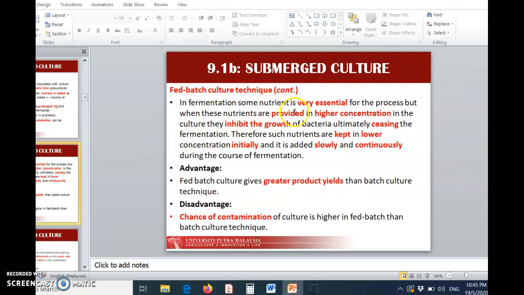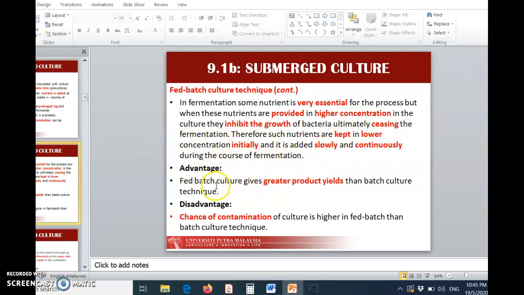In fermentation, some nutrients can be very essential for the process, but when the nutrients are provided in high concentration in the culture, they can inhibit the growth. Okay, for example, these bacteria require just 5 grams per liter of glucose. More than that, it can inhibit the production of metabolites. So what we do is we add 5 grams per liter of glucose over time, and when it decreases to 4 grams per liter, we increase again to 5 grams per liter. Therefore, such nutrients are kept in lower concentration initially and added slowly and continuously during the course of fermentation.